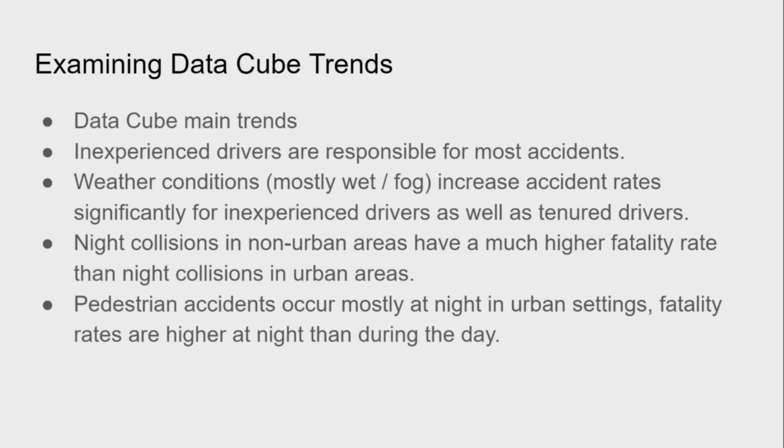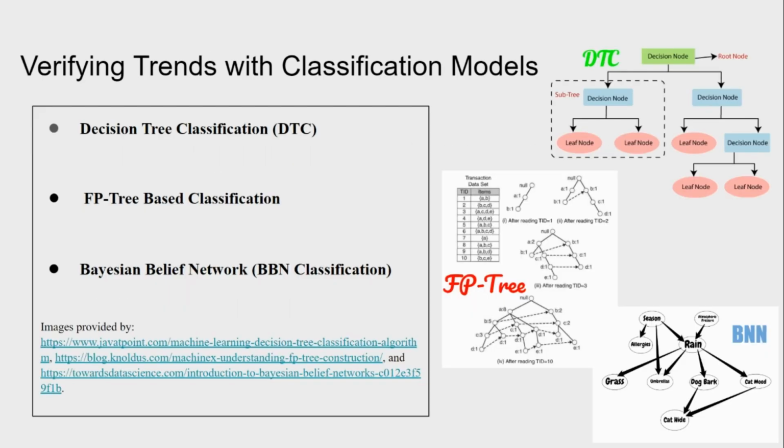Pedestrian accidents also mostly occurred at night in urban settings. However, fatality rates were higher at night than during the day. We also were verifying trends with classification models such as decision tree classification, FP tree-based classification, and Bayesian belief network classification.